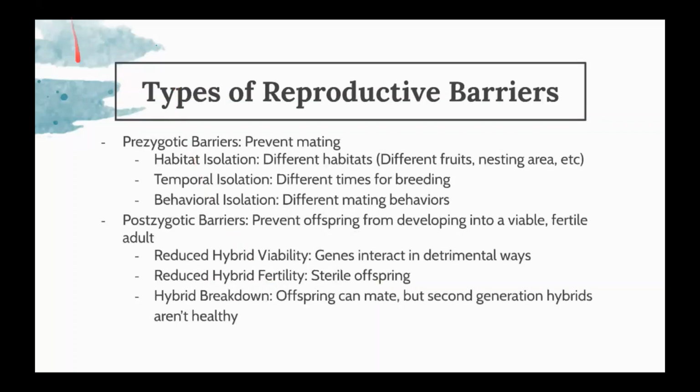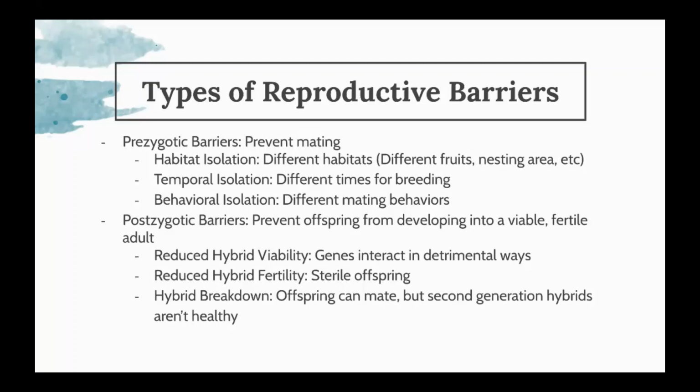All right. So to create a new species defined by the biological species concept, you're going to have reproductive barriers, because the definition of a new species under that concept is that two different groups can't reproduce. So you can have different types of reproductive barriers. For example, you can have pre-zygotic barriers, so they just prevent mating. Some of these can be habitat isolation, so different habitats altogether. Temporal isolation, which means different times for breeding or mating, or behavioral isolation, which means different mating behaviors.